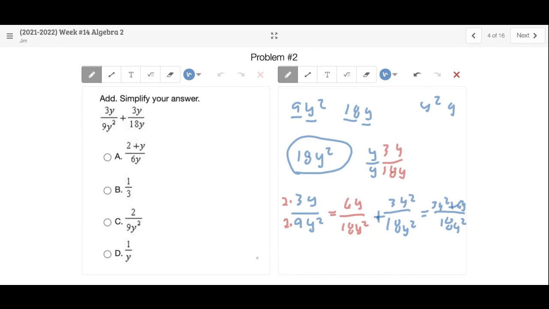Okay, now, let's take a look at the top. I've got 3y squared plus 6y on top. Can I factor this? Yes, I can pull out a 3y. If I pull out a 3y, I'm left with y plus 2. Now remember, the denominator was 18y squared. This can simplify. So I'm going to divide both by 3. If I take a 3 out of here, I get 6. If I take one y out, that leaves me with one y on the bottom. So my answer, y plus 2 over 6y.